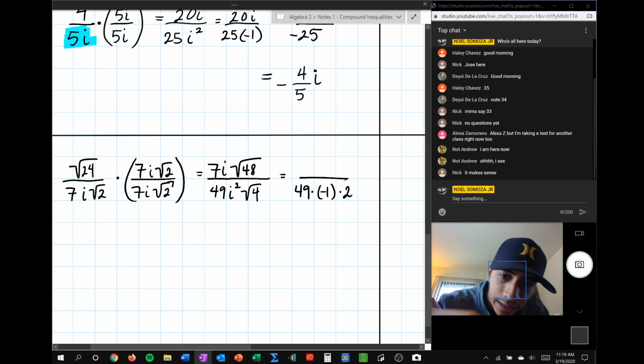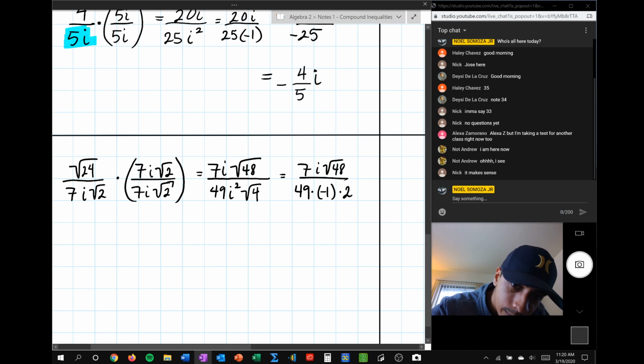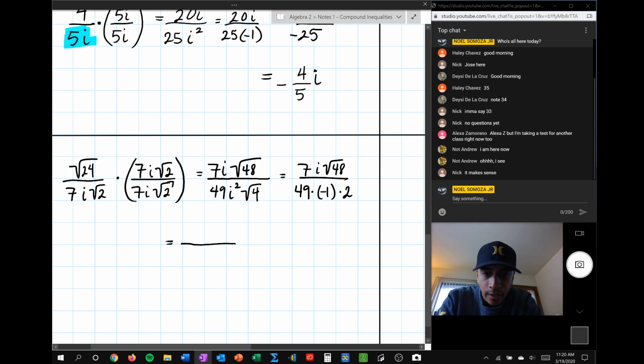Your numerator, we're going to keep it the same for now, because later we're going to try to do a factor tree on 48 and clean that up. So for now, here's what we got. Denominator, we can clean it up. 49 times 2, that's going to give us 98. 98 times -1, -98.